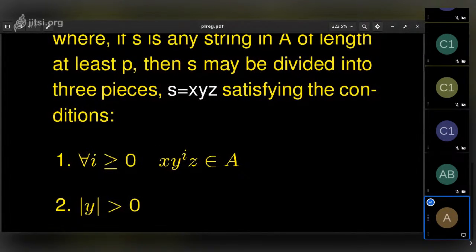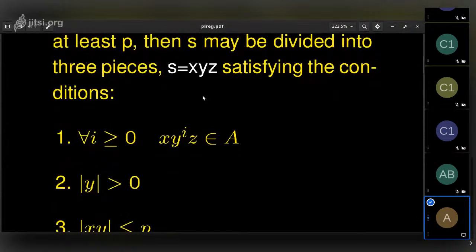So for all i greater than or equal to 0, however many times you repeat Y, the resultant string will still be a member of the language. Y is not empty: size of Y greater than 0 means Y cannot be empty. But X and Z could be empty, no problem. Y, the pumping piece, cannot be empty.